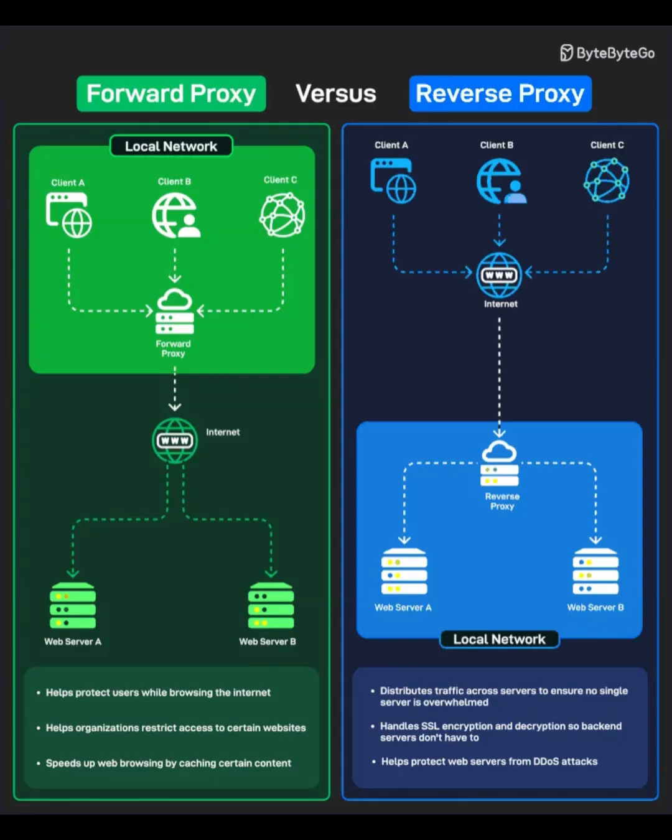Visualize it like this. The forward proxy is your shield as you browse, while the reverse proxy is the shield for servers handling millions of visits. In practice, forward proxies help users remain private, stay secure, and access information efficiently. Reverse proxies help websites stay online, secure, and scalable. That's the core difference. Forward proxy equals user-side privacy and control. Reverse proxy equals server-side protection and distribution.